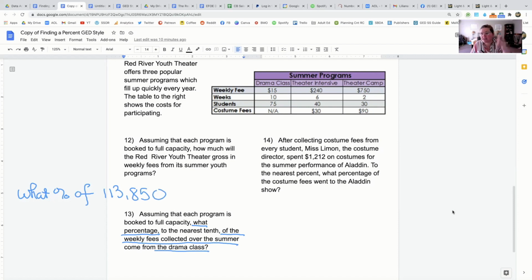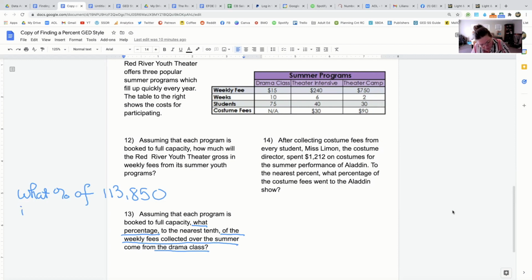That's in their list of things you have to be able to do. They don't just say percent problems, they specify multi-step percent problems. No joke. So what percent of 113,850, those were the weekly fees collected over the summer, come from the drama class? So what percent of this number is from drama?